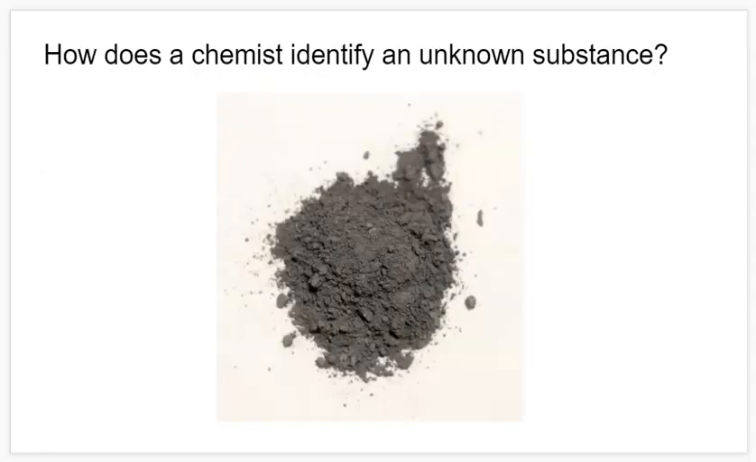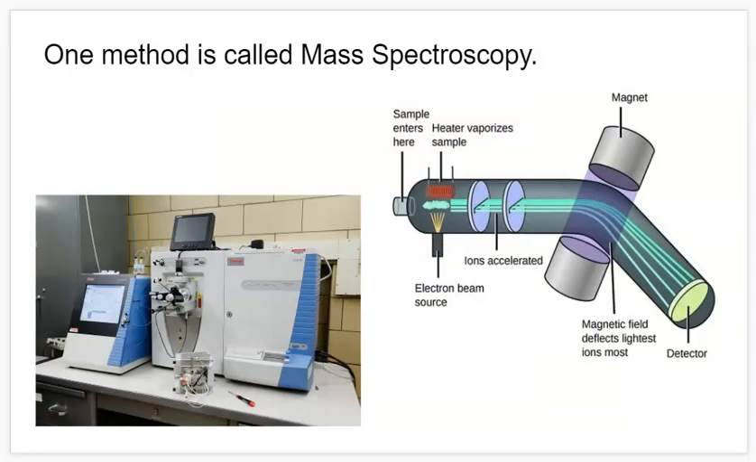So say you're working in a laboratory and you have this sample here, this gray powder, and it is unknown. But what you do know about it is that it's a pure substance. So you want to use some sort of analytical technique to figure out what this substance is made of. And mass spectroscopy is a very good method to do this.